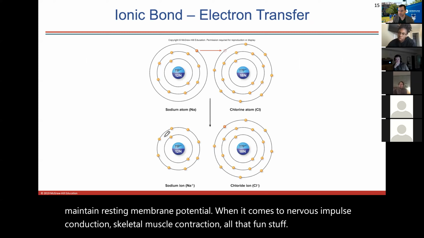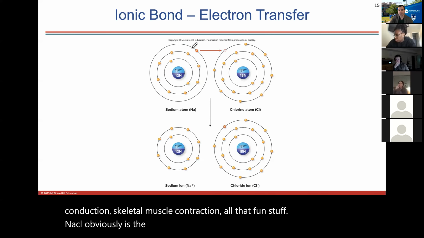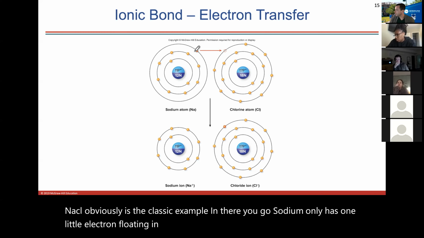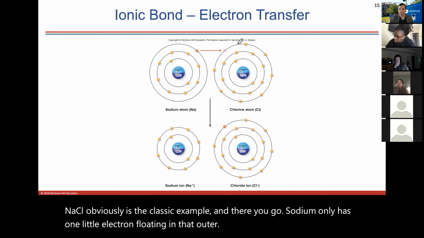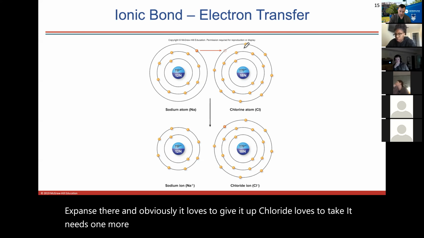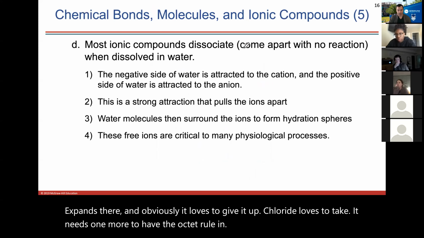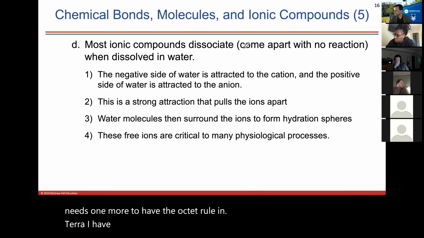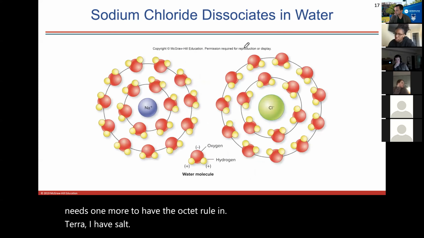NaCl obviously is the classic example, and there you go. Sodium only has one little electron floating in that outer expanse there, and obviously it loves to give it up. Chloride loves to take it. It needs one more to have the octet rule, and ta-da, I have salt. Here's another little rendition of it.